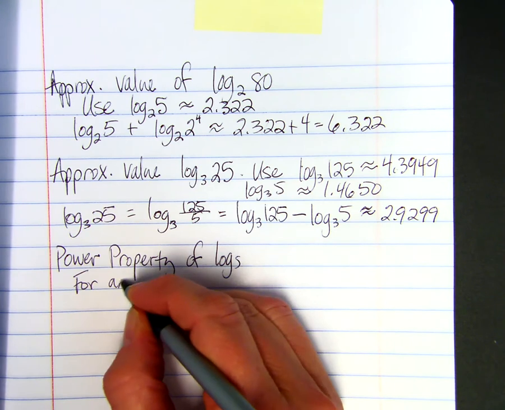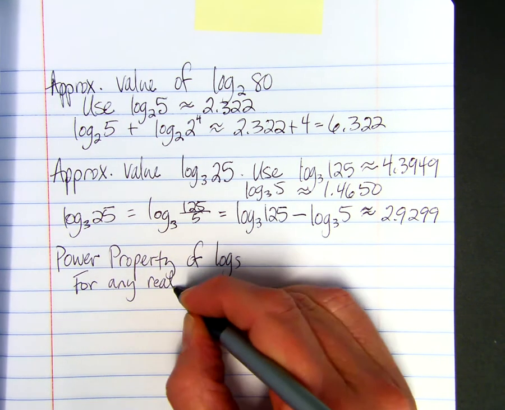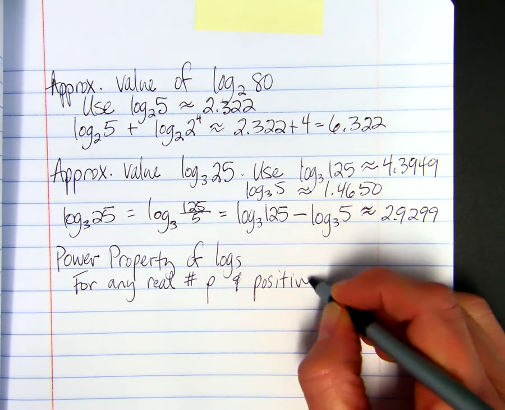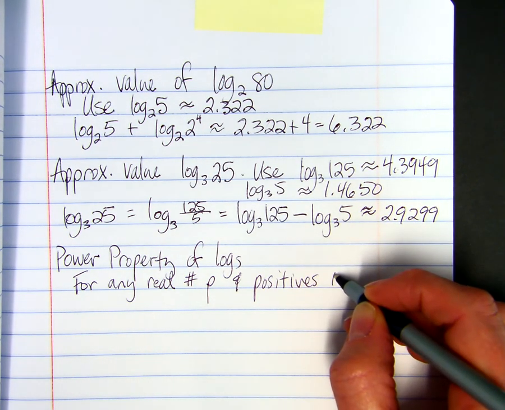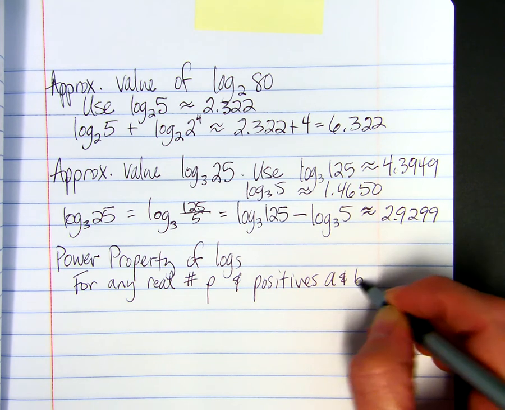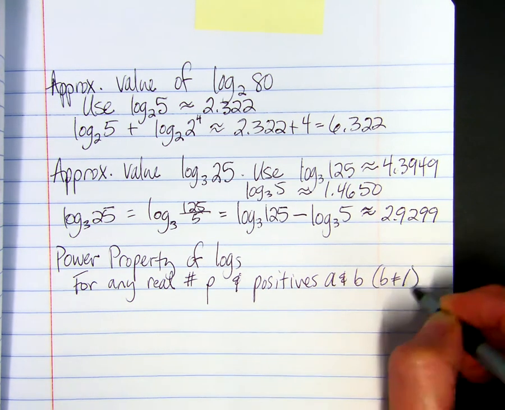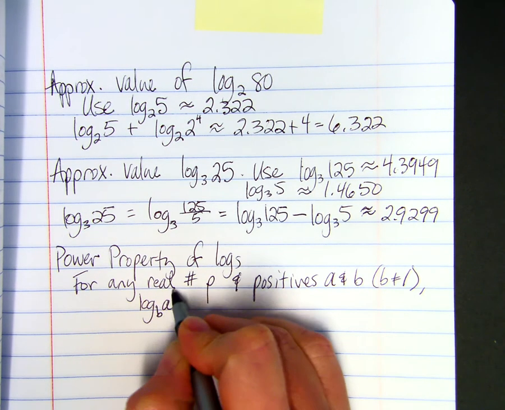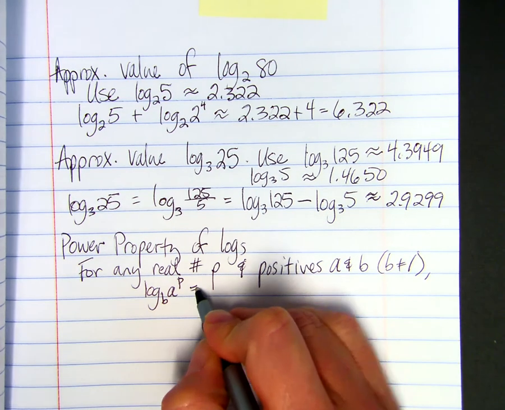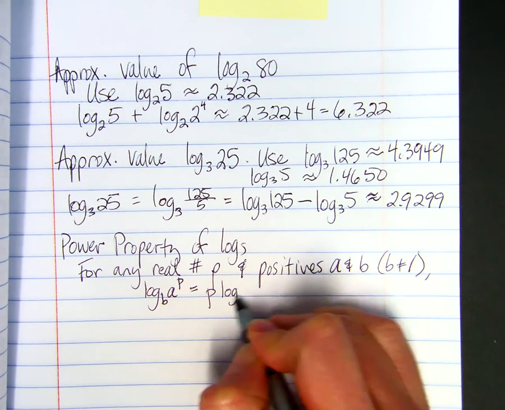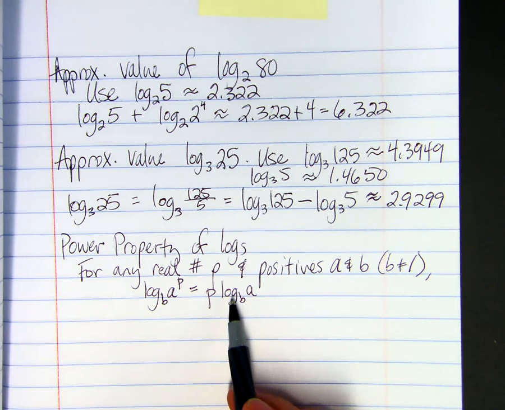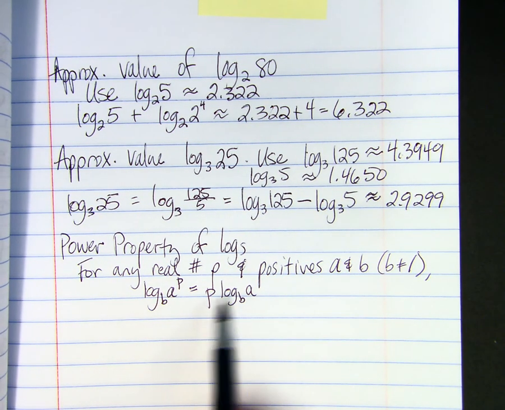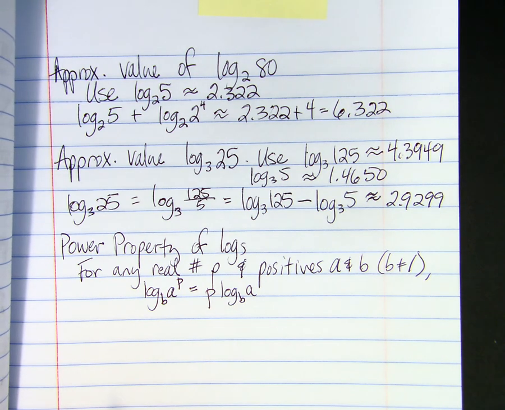For any real number p and positive numbers a and b, as long as b doesn't equal 1, the log base b of a to the p power equals p times log base b of a. So if it's raised to a power, you can bring it down in front and then find the log base b of a.